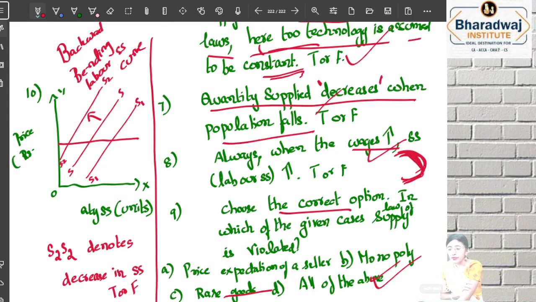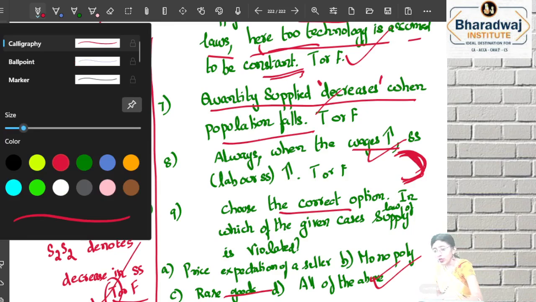Okay, the 10th one is a graph based question. Please answer it. S2 denotes decrease in supply. True or false? Look at it. Where is S2? So is it true or false? False. Yes, Karan, you are ready to come out. True. See, it's true. Why? I will draw this and show you.